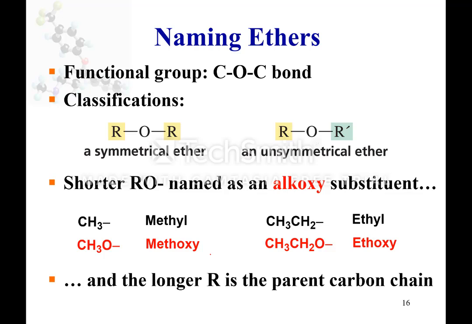How do we name ethers? Well, if they're unsymmetrical, then the shorter group is named as an alkoxy substituent. So we learned about the alkyl group already, but if there is an oxygen, we call this the alkoxy group. So a 1-carbon alkyl group is methyl, a 1 carbon having another oxygen is a methoxy group. Then it's an ethyl group as an alkyl group, but the alkoxy group is ethoxy. Then you use this as a substituent on the longest parent carbon chain.